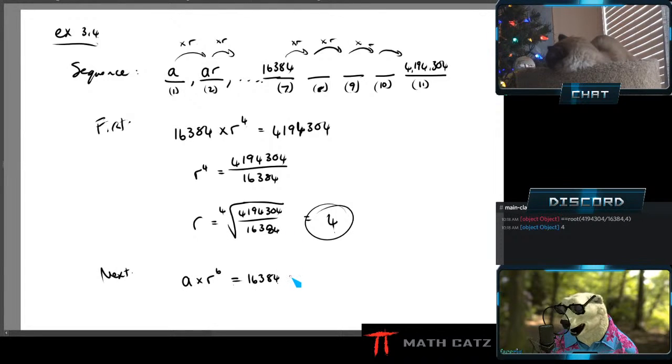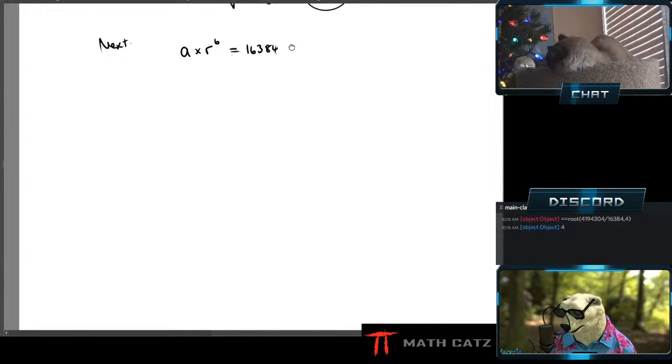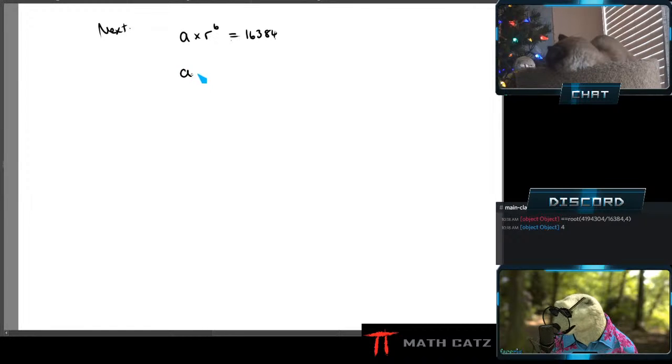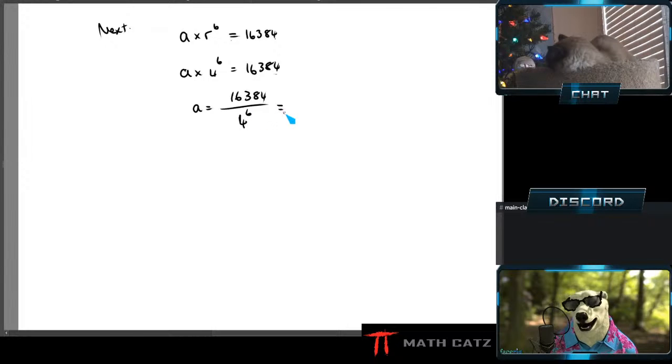But I know what R is. R is 4. So 8 times 4 to the power of 6 is 16,384. So A is 16,384 divided by 4 to the power of 6. Let's see what that is. I don't know. 16,384 divided by 4 to the 6. It's also 4? Wow. That's nice.